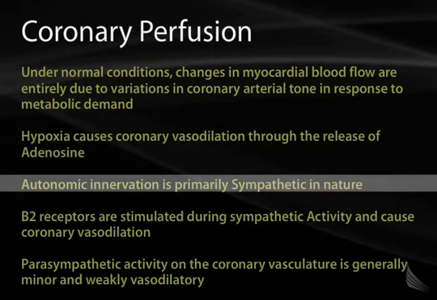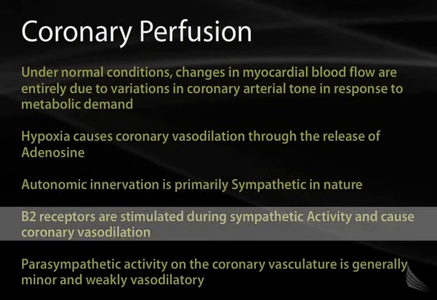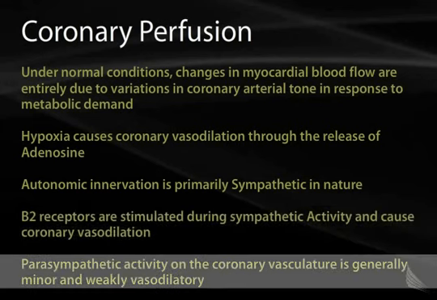There is some autonomic innervation to the coronary arteries. It's primarily sympathetic in nature and involves beta-2 receptors. As epinephrine is released into the system, it binds these beta-2 receptors and causes coronary vasodilation similar to that which happens in skeletal muscle. There is very little parasympathetic activity on the coronary arteries. It is also vasodilatory.